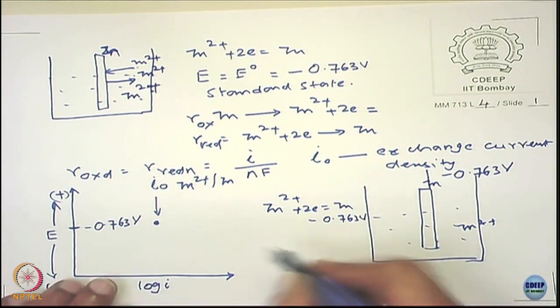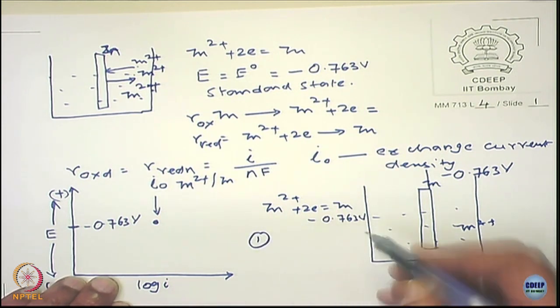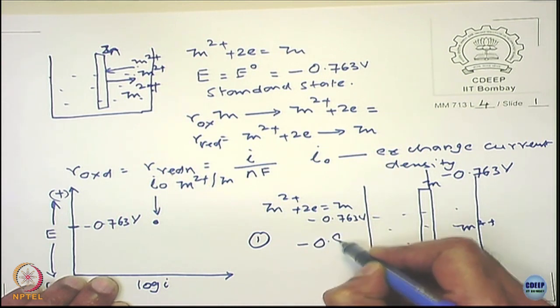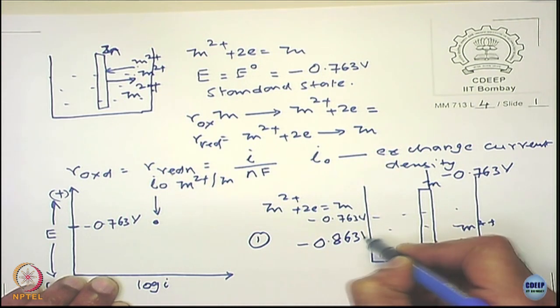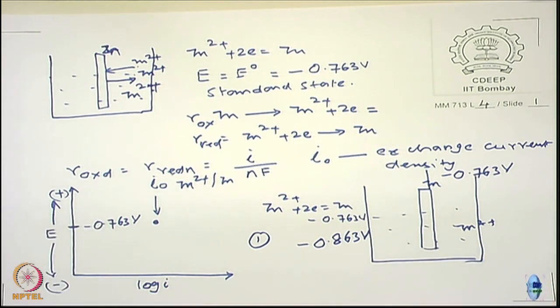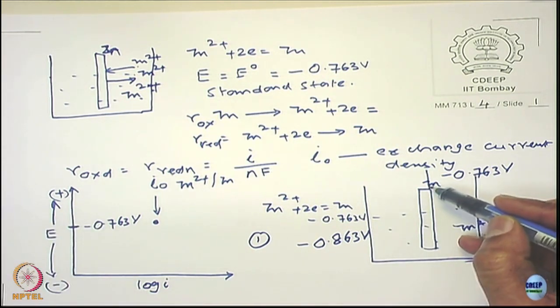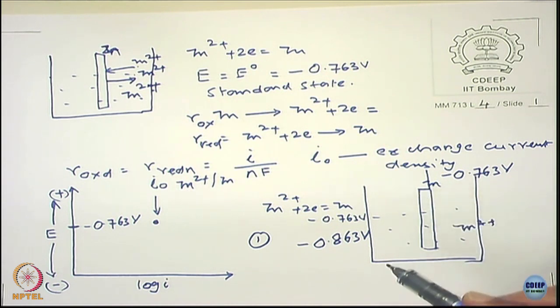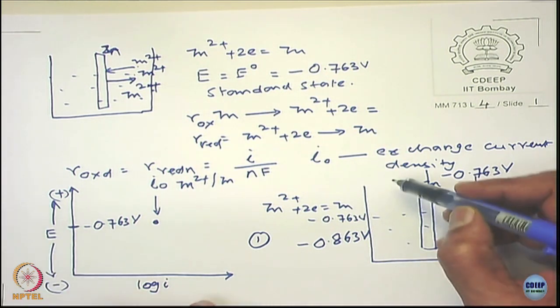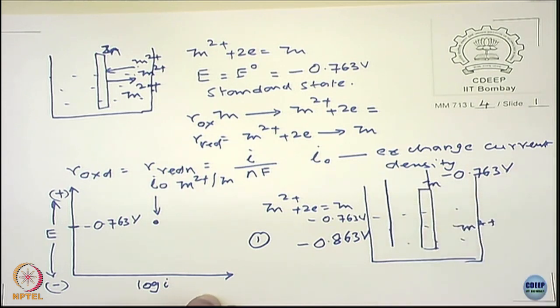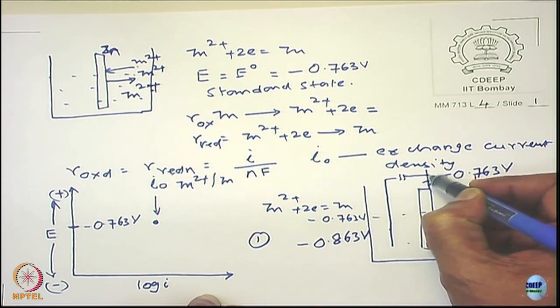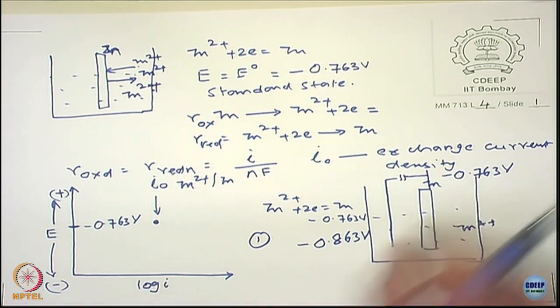I am going to take the case 1. I am going to make this potential here minus 0.863 volt. How do I make it? I need one more electrode here, and I need a DC source, right? I just make it like that.